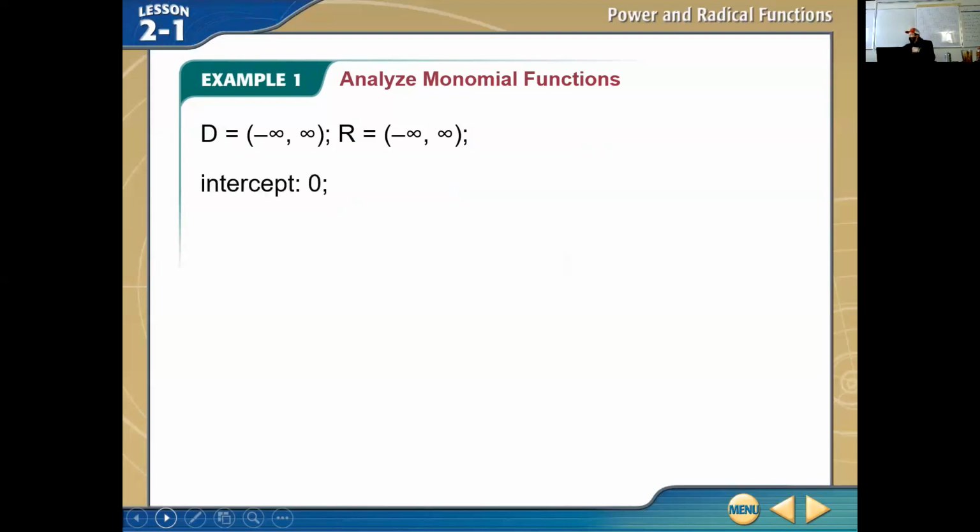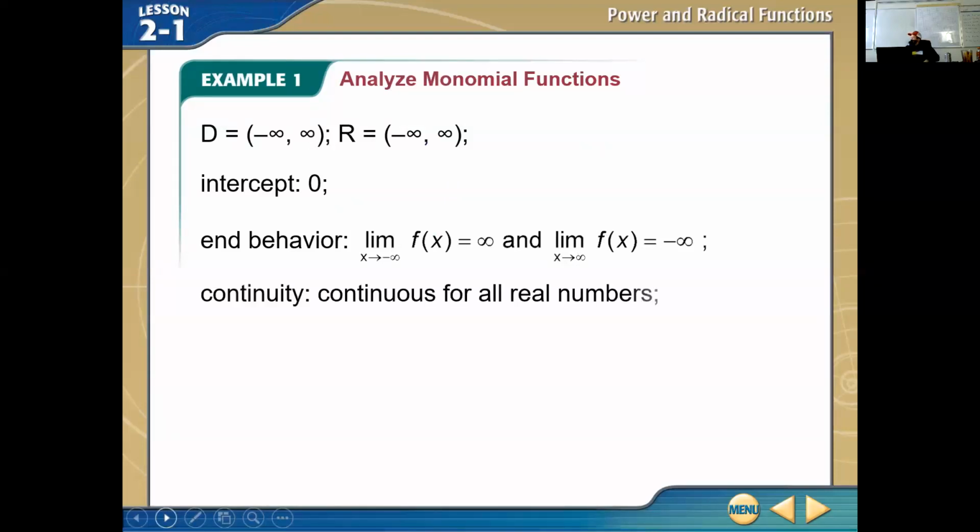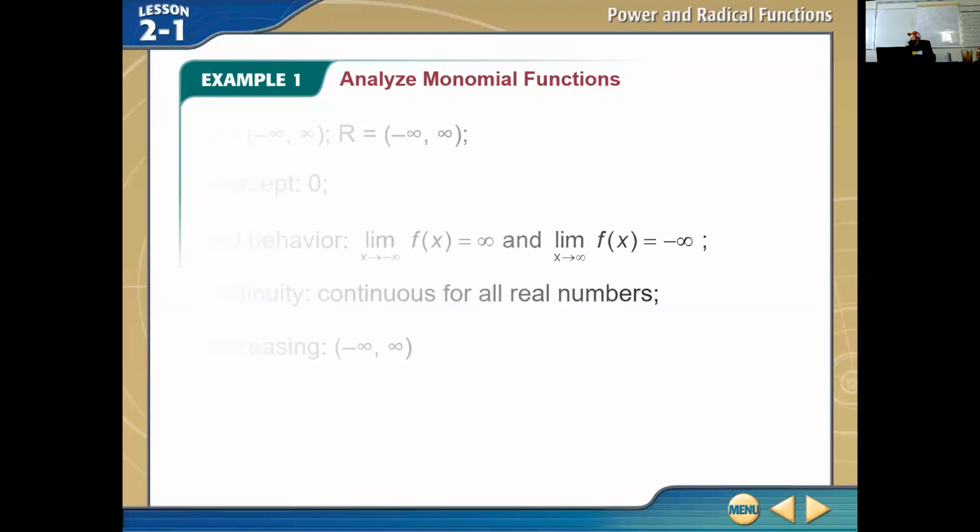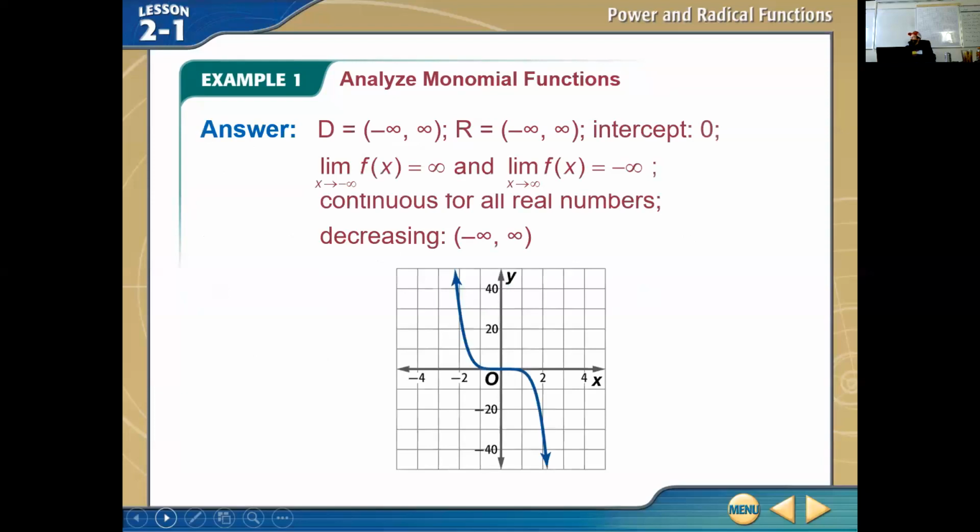Intercept at 0, 0. In behavior, as x goes towards negative infinity, f of x is a positive infinity. And as x goes towards positive infinity, f of x is a negative infinity. That's because it starts high, ends low. It's continuous for all real numbers. It's decreasing on the interval from negative infinity to a positive infinity. So that's what your answer would be.